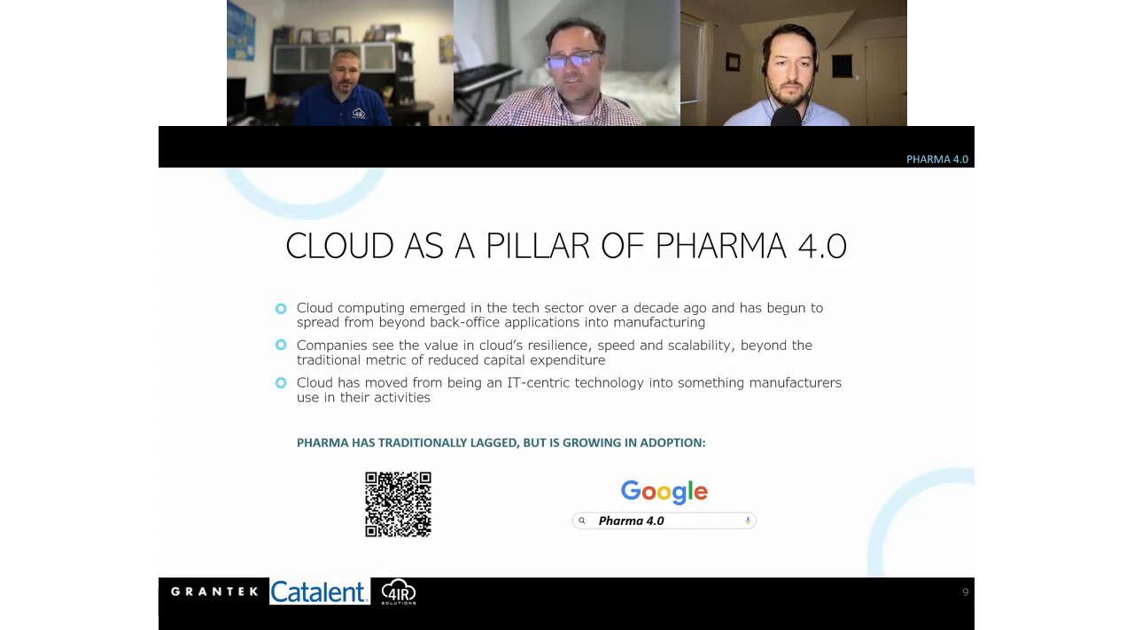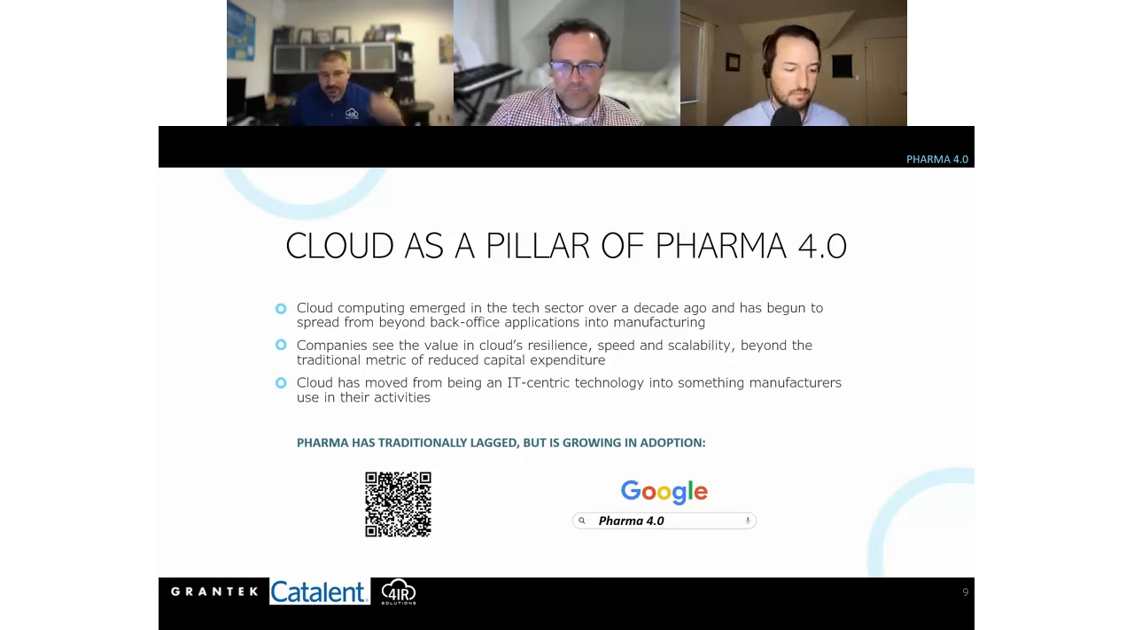So if we do want to focus on technology just for a second here, it's clear that cloud solutions are what people look to most when they think about Pharma 4.0. Cloud computing has grown beyond the typical tech sector and IT worlds in recent years, emerging from the back office, and applications are now spreading into manufacturing. Some traits of cloud computing where industry sees value are resilience, speed, and scalability. So you're not just reducing capex; it's going far beyond that.